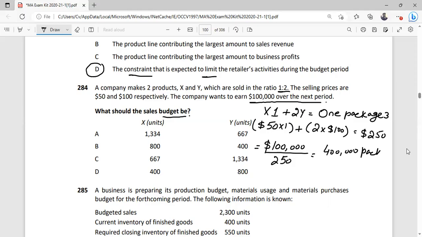Now it is divided into X and Y. For X we have just 1 unit, so 1 is multiplied by 400 packets. For 400 batches it's 400. And Y has 2 into 400, which is 800. So the correct answer is B.